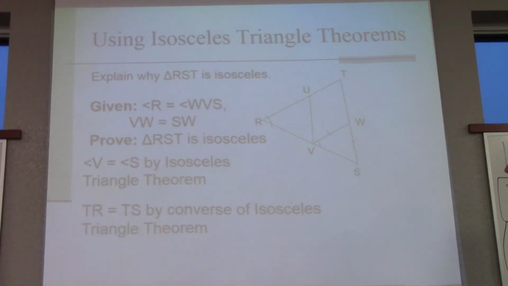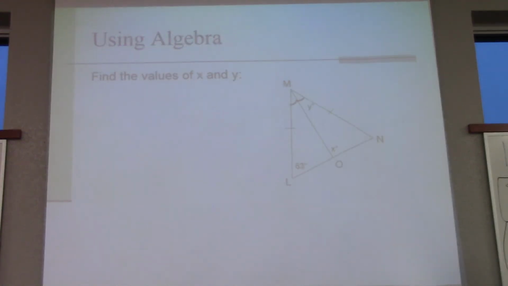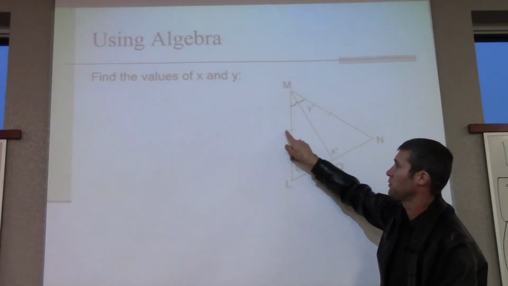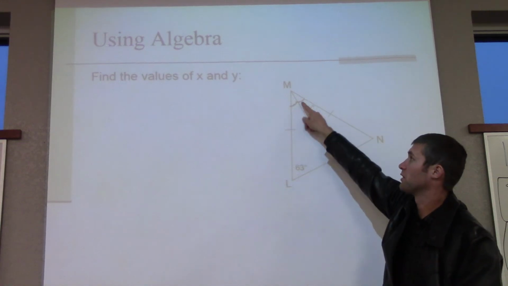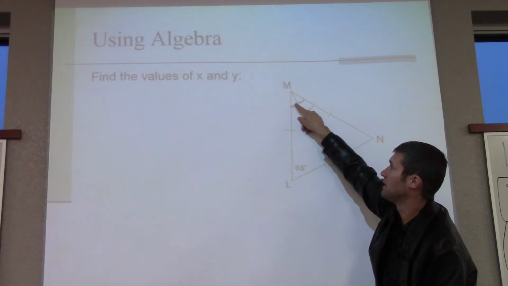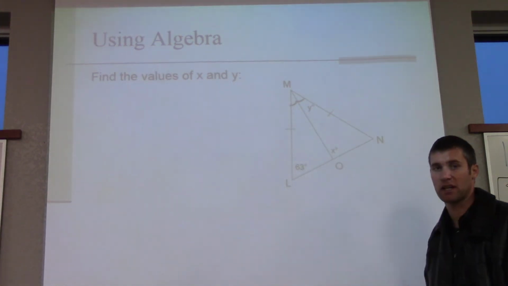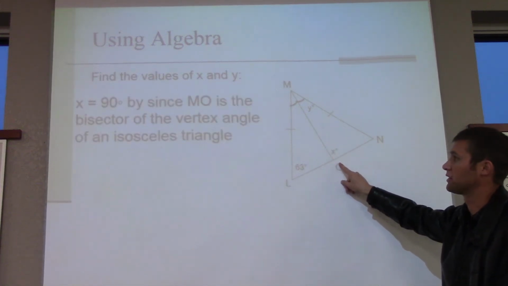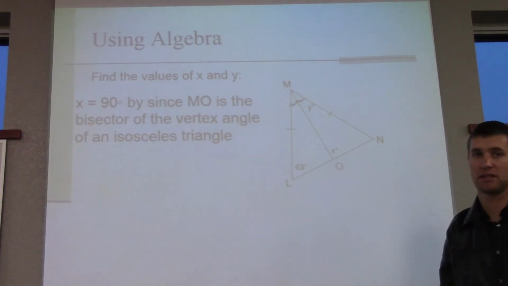So we showed that. Now we want to find the values of x and y. First of all, if you look at this angle, it's bisected. This whole triangle is an isosceles triangle, and we bisected the vertex angle. So if we bisect, it's the perpendicular bisector. So angle x is 90 degrees.